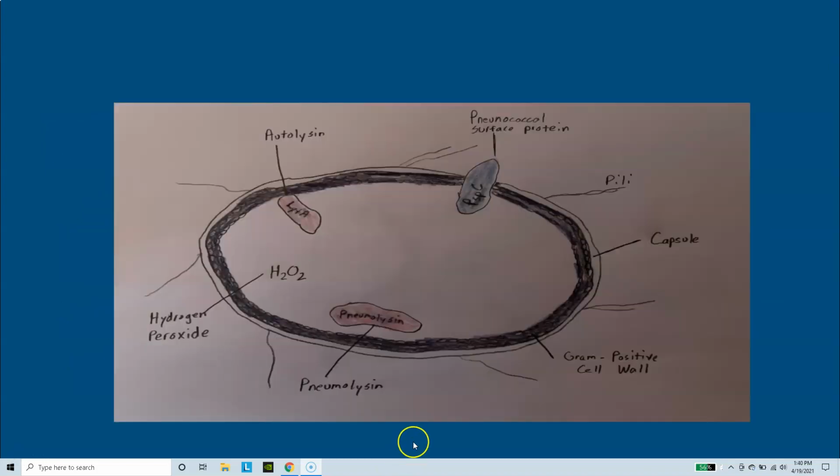This is the diagram I drew of Streptococcus pneumoniae. This is the multi-layered gram-positive cell wall, meaning it has many layers of peptidoglycan. This is the capsule I drew that the Streptococcus pneumoniae forms. This is the hydrogen peroxide. You can see some of the other components that we just talked about: the pneumococcal surface protein, autolysin, pneumolysin, and then here are the pili.